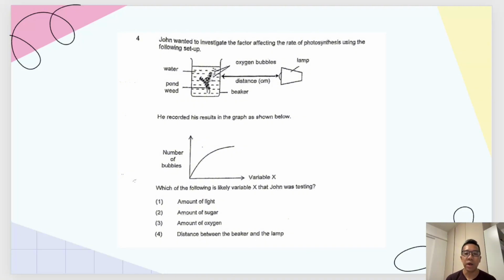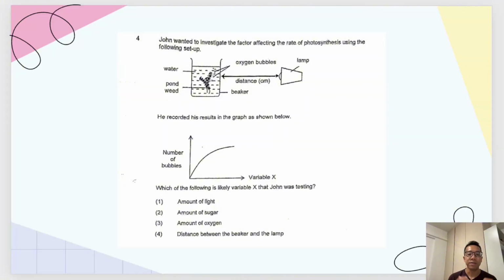The main reason why is because if you were to increase the distance between the light and the beaker with the pondweed, that would mean that the plant will get less light. If the plant gets less light, the rate of photosynthesis will decrease. If the rate of photosynthesis decreases, the number of oxygen bubbles also decreases. So that would mean that option number 4 is not true, especially for the graph above.